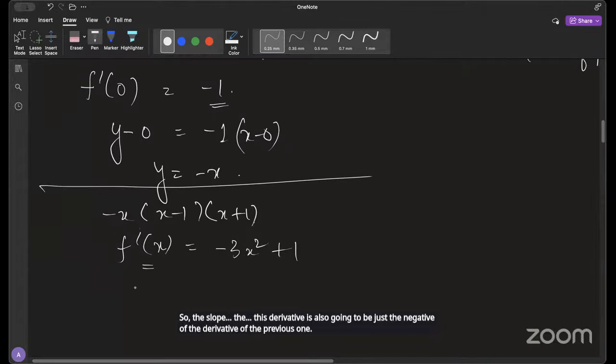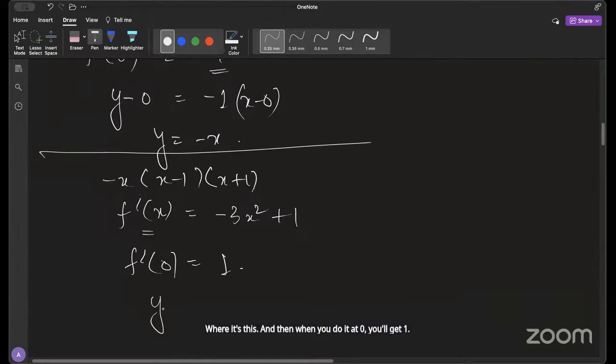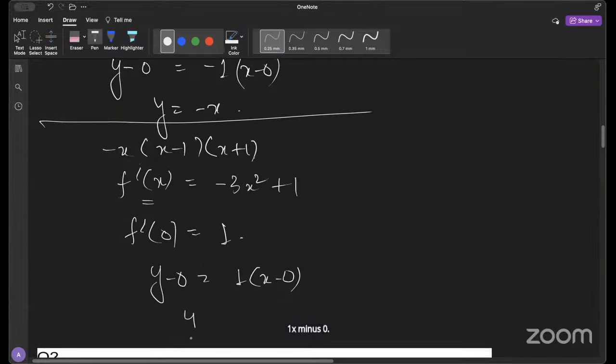So it's this. And then when you do it at 0, you'll get 1. Putting here is going to give you 1 times x minus 0. That's your remaining option, right? y equals x. So this will be your tangent.